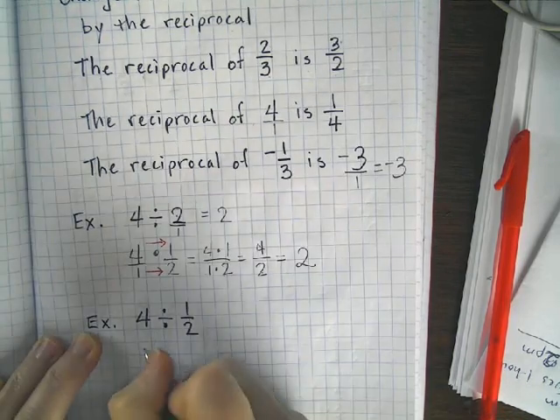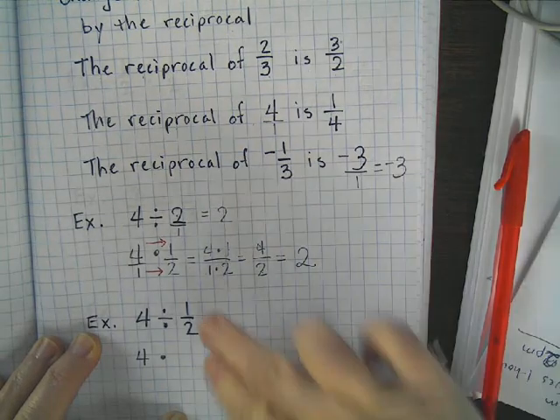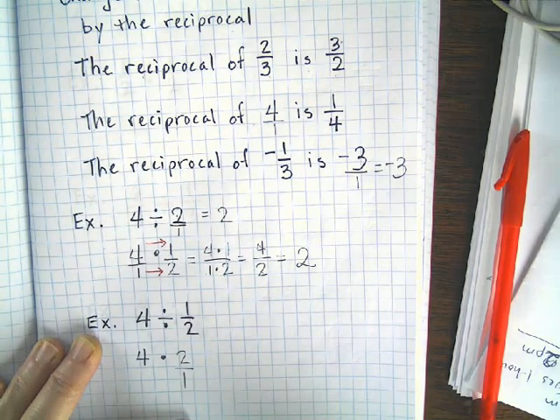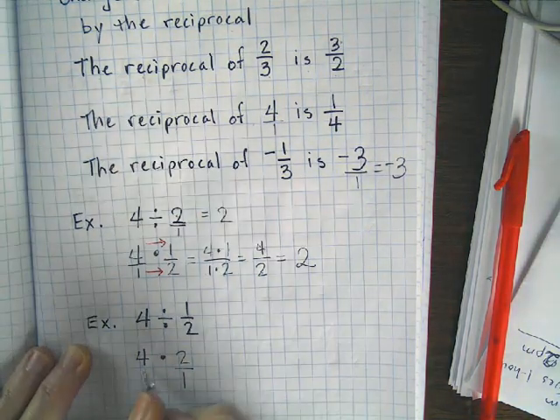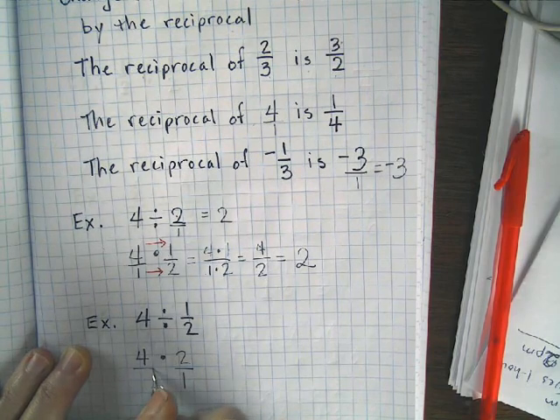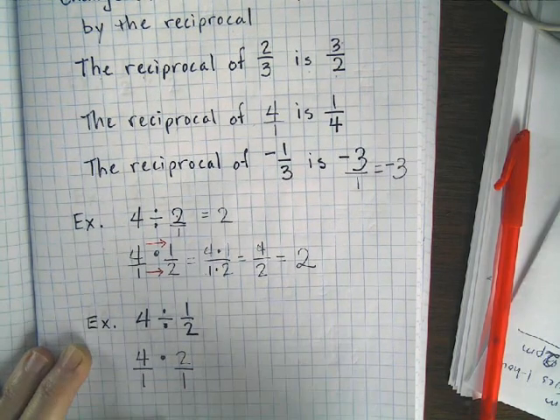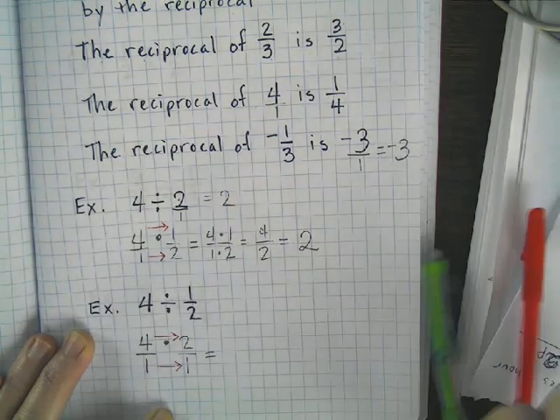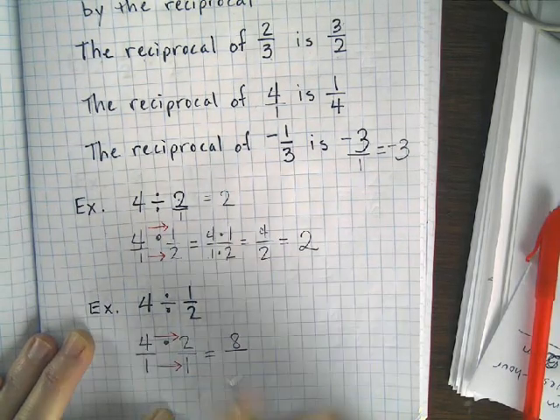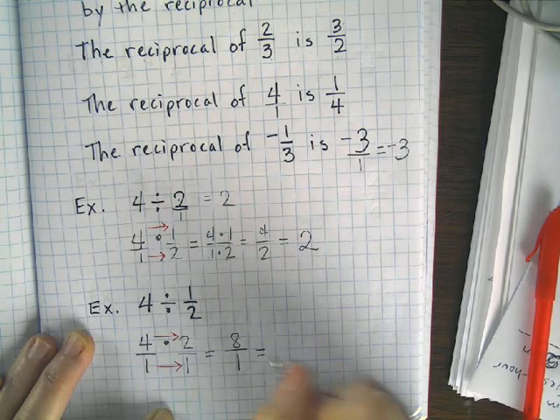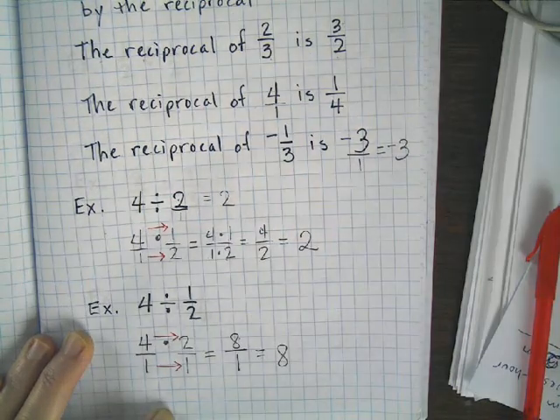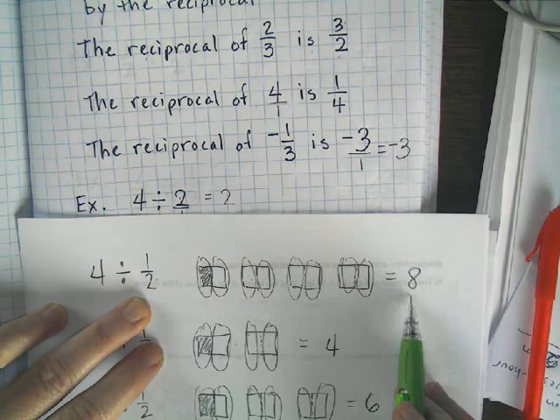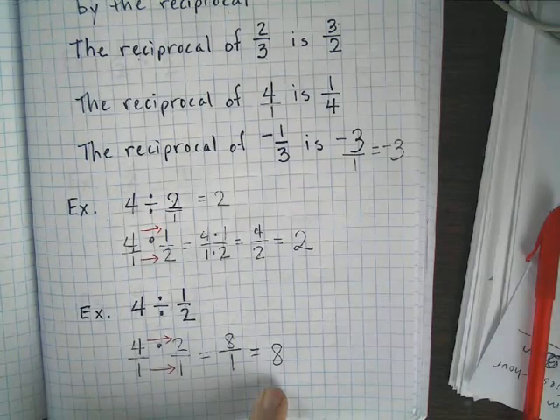So we're going to keep the first number, change to multiplication, and the reciprocal of 1/2 is 2 over 1. Okay, so we can rewrite the 4 as a fraction by putting it over 1, because 4 divided by 1 is 4. And now we can multiply. 4 times 2 is 8. 1 times 1 is 1. What's 8 divided by 1? 8. And we did that one. We showed that in our drawings. 4 divided by 1/2, I have 8 groups of 1/2. So that worked out. So our shortcut works.